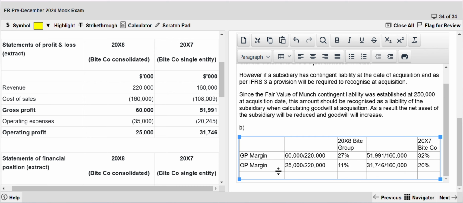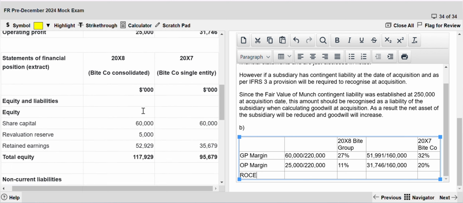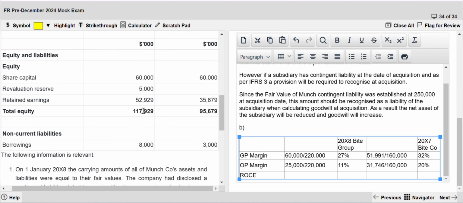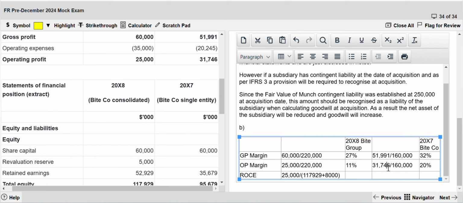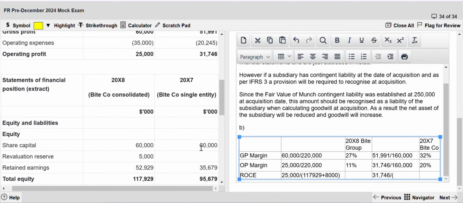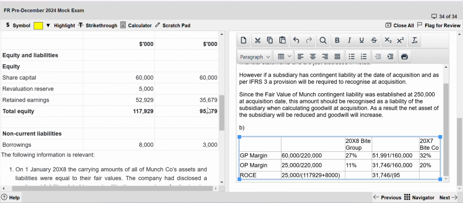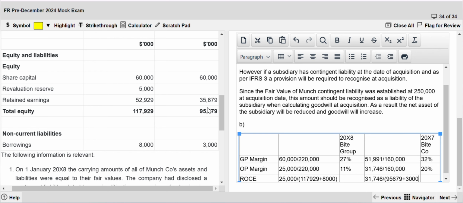ഓക്കെ. ഇനി റിട്ടേൺ ഓൺ ക്യാപിറ്റൽ എംപ്ലോയിഡ് ROCE എങ്ങനെ കാൽക്കുലേറ്റ് ചെയ്യും? ഓപ്പറേറ്റിംഗ് പ്രോഫിറ്റ് ഡിവൈഡഡ് ബൈ ക്യാപിറ്റൽ എംപ്ലോയിഡ് അല്ലേ? ക്യാപിറ്റൽ എംപ്ലോയിഡ് ഇക്വിറ്റി പ്ലസ് നോൺ കറന്റ് ലയബിലിറ്റി. 117,929 plus 8,000. So 25,000 divided by 117,929 plus 8,000. For last year, 31,746 divided by 95,679 plus 3,000.